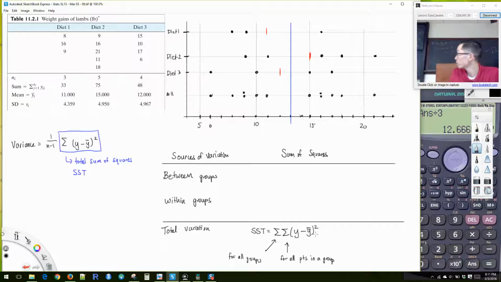When you read formulas, you always start on the inside and work your way out. So this basically says take each value, subtract off the grand mean, and as you work out, square that value. So we have the squared distance from the mean, do it for all points in a group, and do it for all the groups. And this is going to be our total sum of squares.